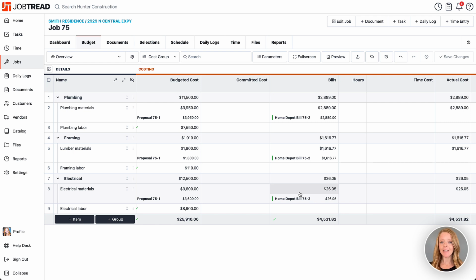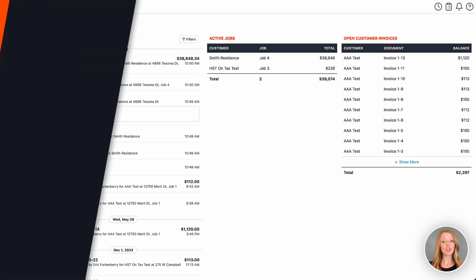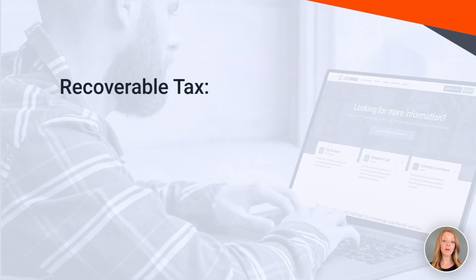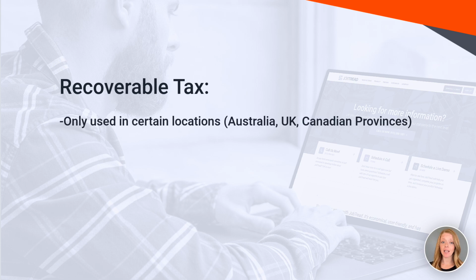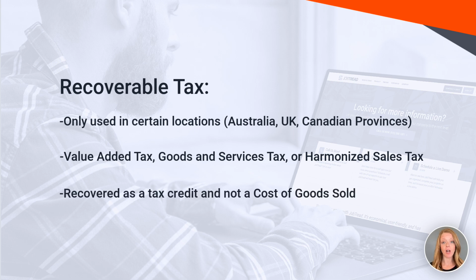If you are based in the United States, or if you only have non-recoverable purchase tax, then you are all set and you shouldn't need to worry about any additional settings. Now, if your business address is not based in the United States, you will have the option to also record a recoverable tax. This tax type will typically be used by contractors residing in certain countries such as Australia, the UK, and certain Canadian provinces that have a value-added tax, a goods and services tax, or harmonized sales tax that can be recovered as a tax credit and is not treated as a job cost.